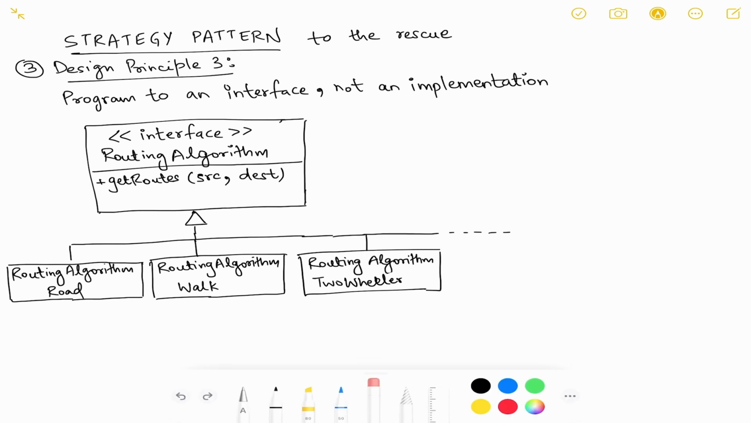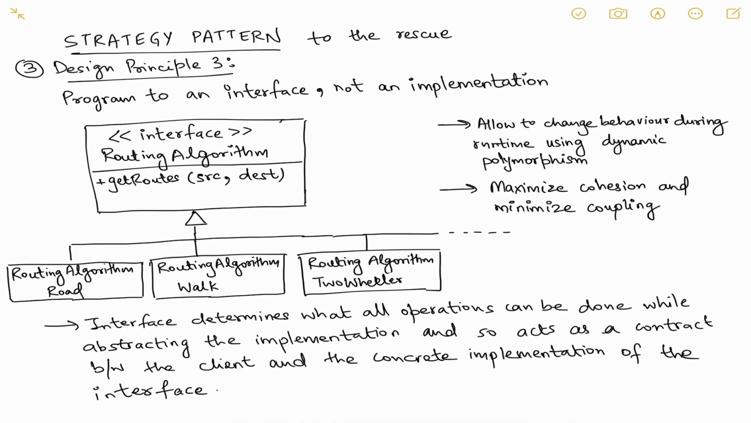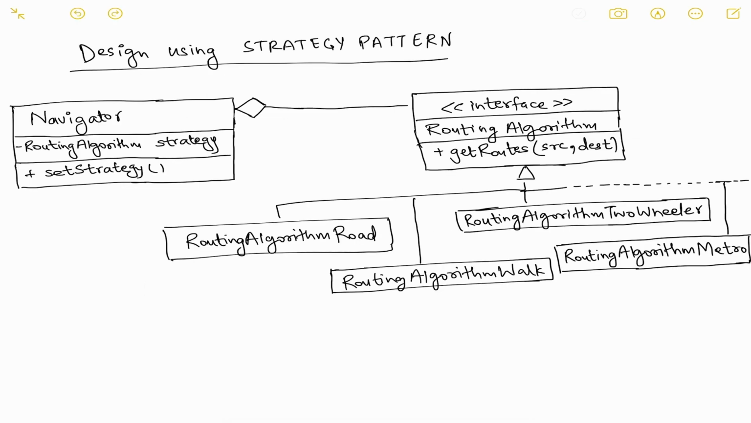So in general, design principle 3, that is, program to an interface, not to an implementation, allows us to change the behavior of a program at runtime by exploiting the power of dynamic polymorphism. The interface signature determines what all operations can be done. Think of an interface as a contract between the implementations of the interface and its clients. That is, the interface specifies the operations that the classes implementing it can do and the signatures for accessing those operations.